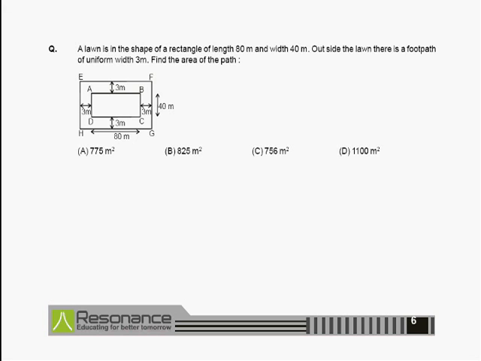In this question, a lawn is in the shape of a rectangle of length 80 meter and width 40 meter. Outside the lawn, there is a footpath of uniform width. Find the area of the footpath.